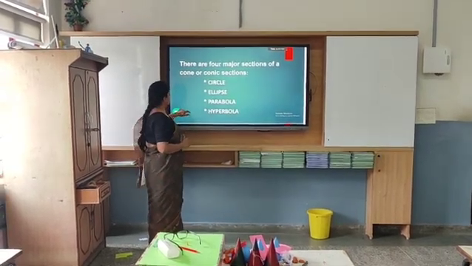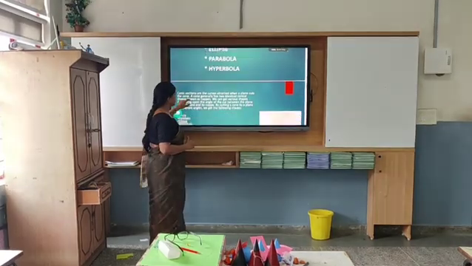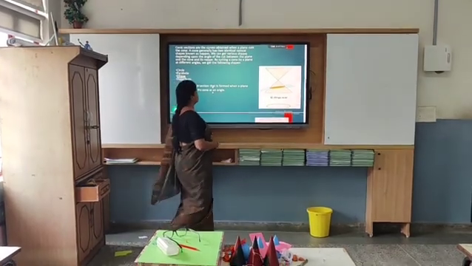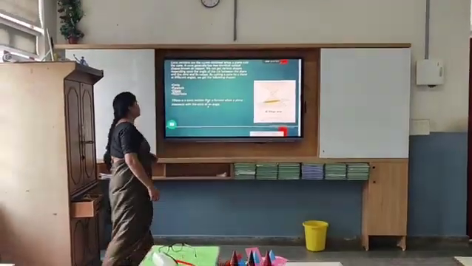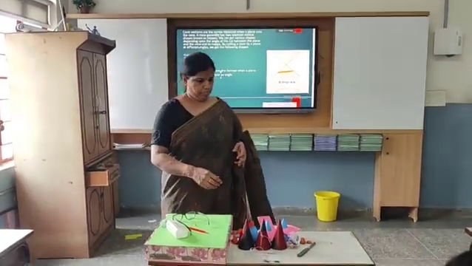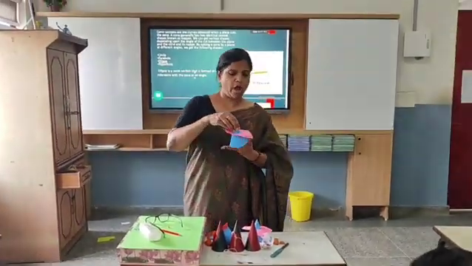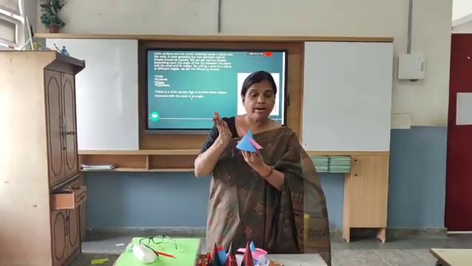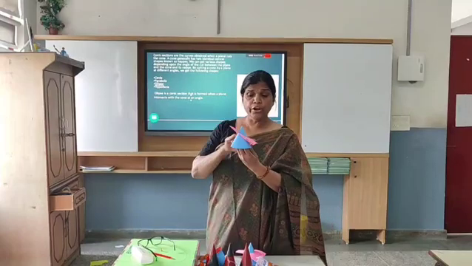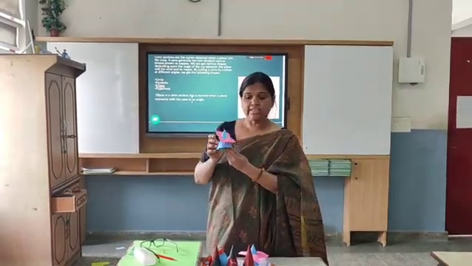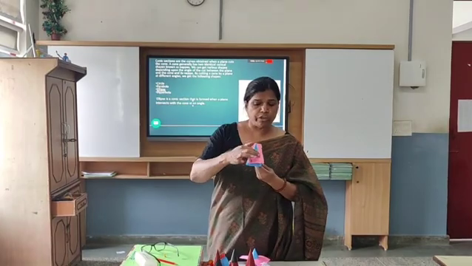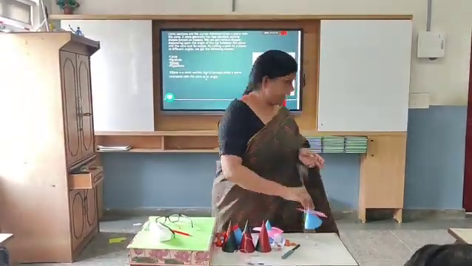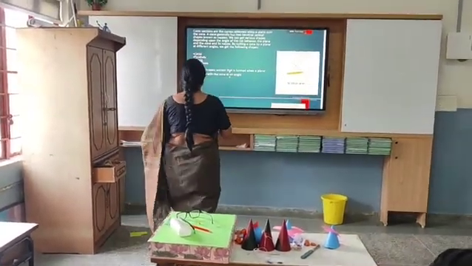hyperbola and parabola. Now first of all we will be introduced to the ellipse. An ellipse is a conic section that is formed when a plane intersects a cone at an angle. Here we have one model. This is a plane and this is a cone. Now I am cutting this cone, not with the plane parallel to the base, but at a slight angle. Which type of shape are we getting here? Yes, ellipse is one of the conic sections.